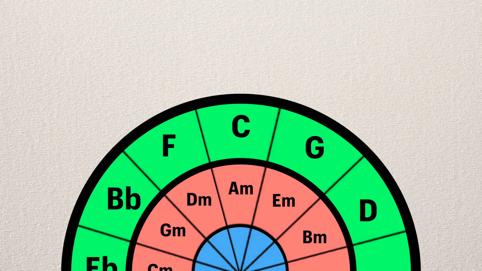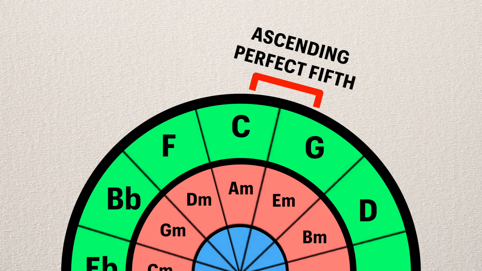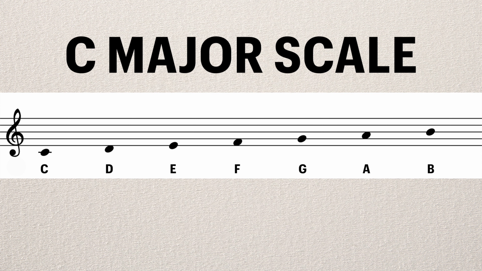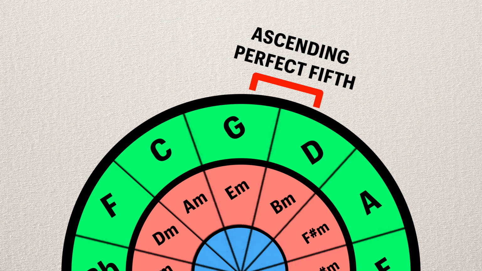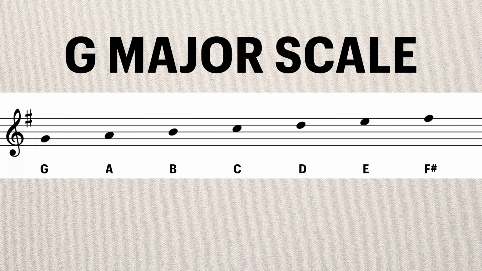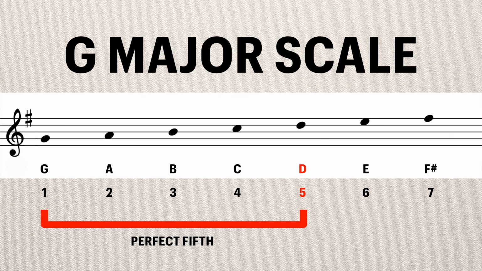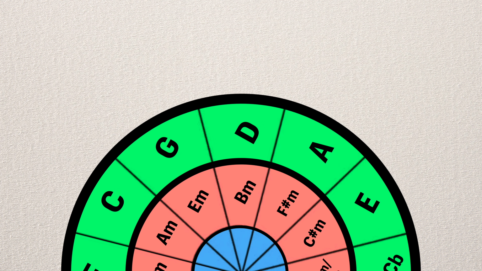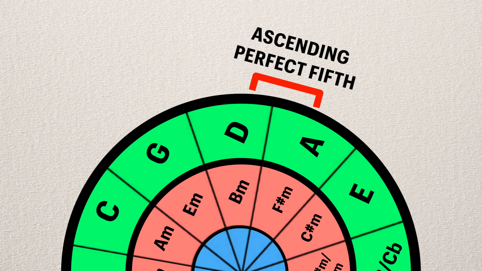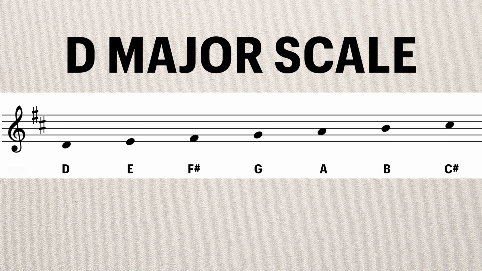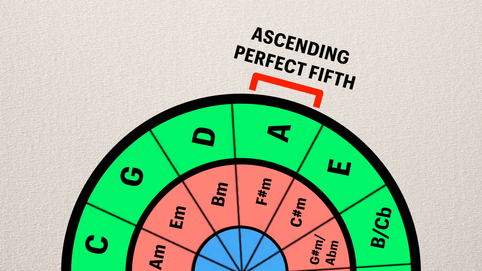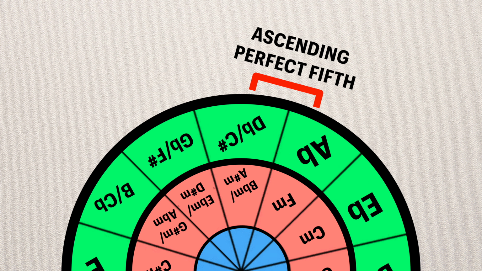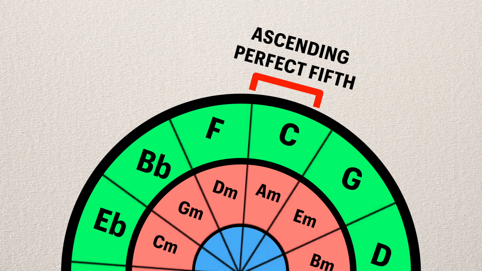So, starting from the top, C to G is a perfect fifth, and we know this because in the C major sequence, G is at the 5th spot. Going from there, G to D is also a perfect fifth. We know this because if you spell out the G major sequence, you'll see that D is in the fifth spot. Going from there, D major to A is a perfect fifth because if you spell out the D major sequence, you'll also find A in its fifth spot. So this general concept just repeats around the whole dang circle until we come back around to C again.